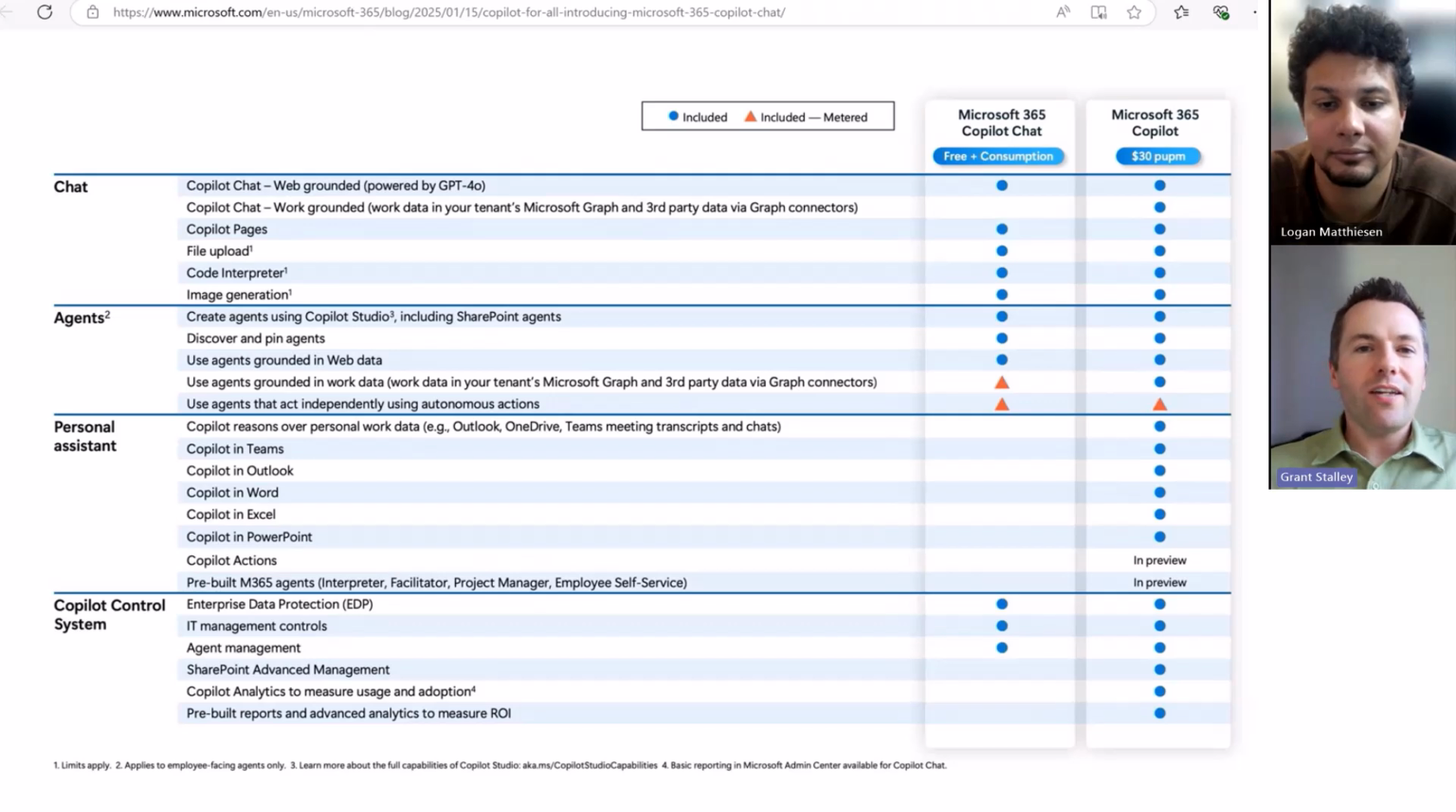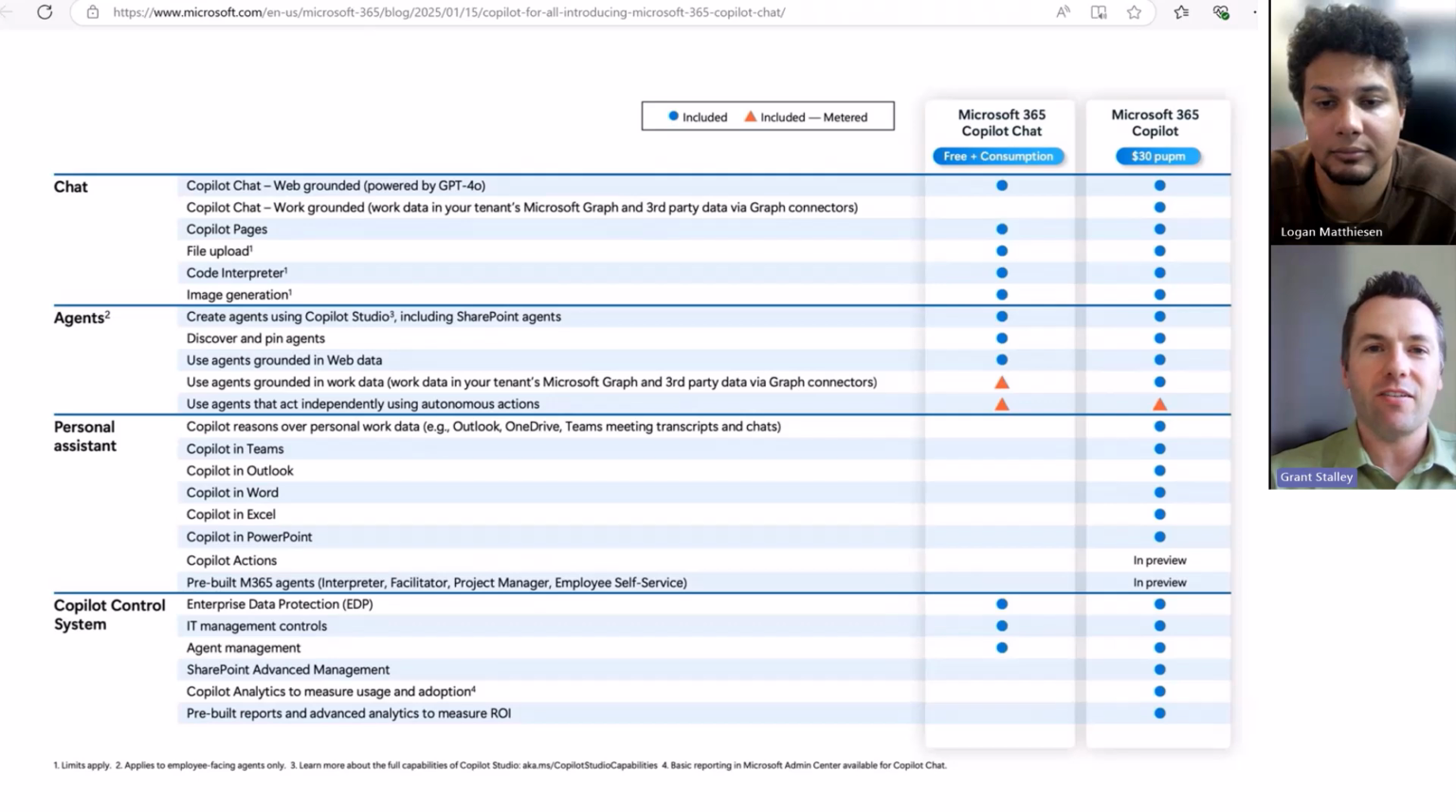So there's a lot of differences that you can see in the chart. From my perspective, there are three key differences. The first one is Copilot Chat, and you see this in the first two rows of this particular chart: the web grounded chat. So this is asking it to find you information that's publicly available on a company, or research the history of baseball, which we did in a previous episode. That's web-based chat. The difference here is going to be work grounded chat.